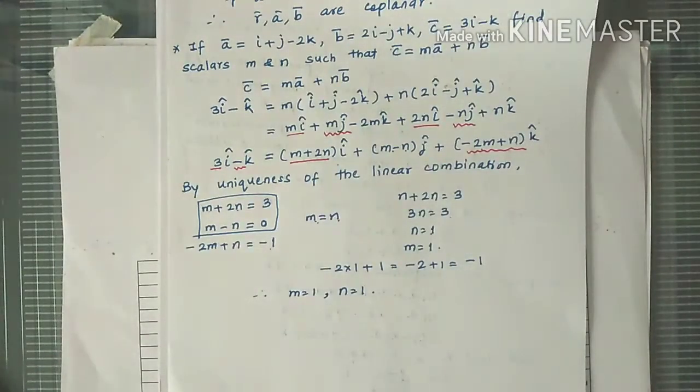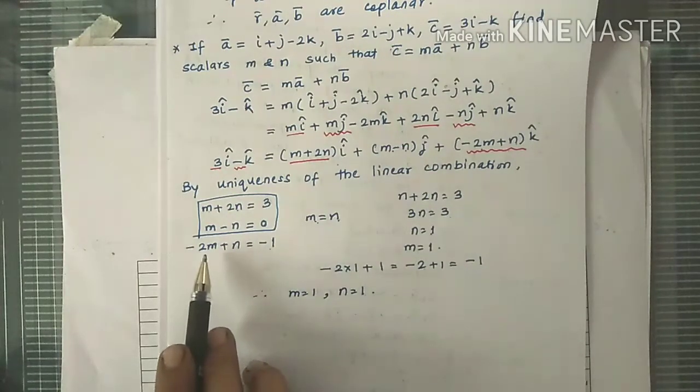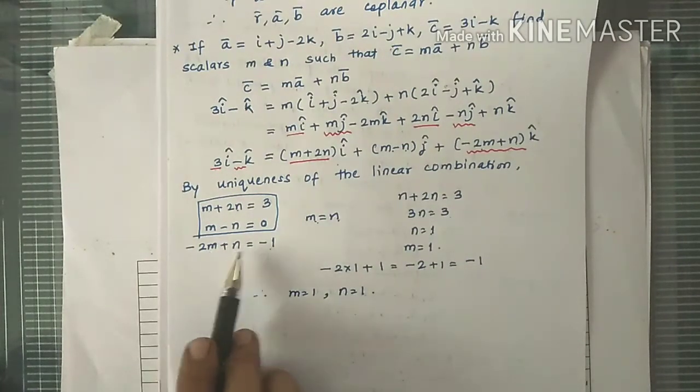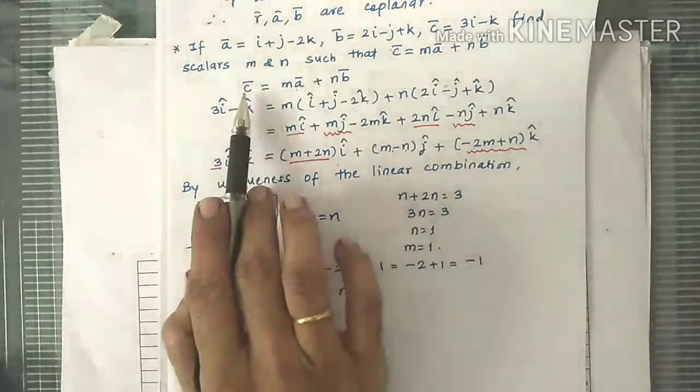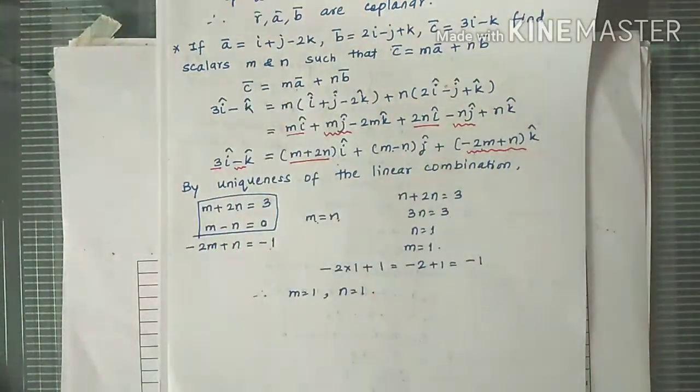For example, if we get some other solution that does not satisfy the third equation, then in that case these 3 vectors will not be coplanar. So that's why we get inconsistent equations. Okay.